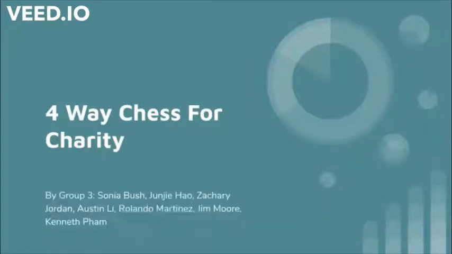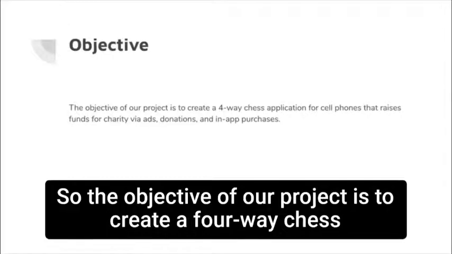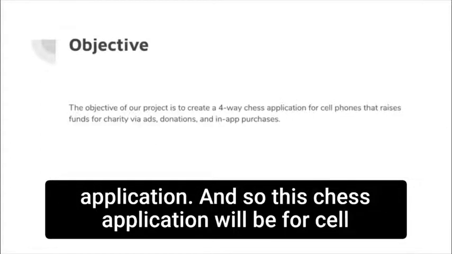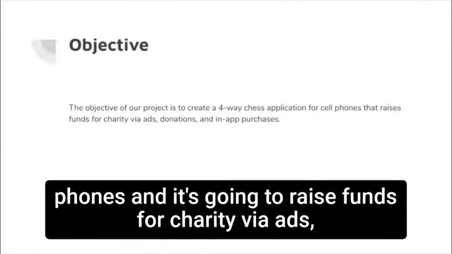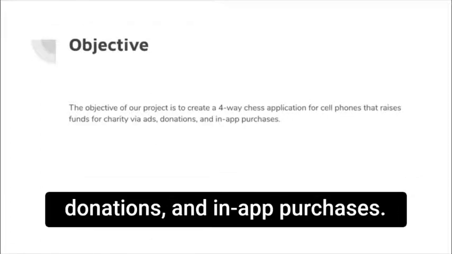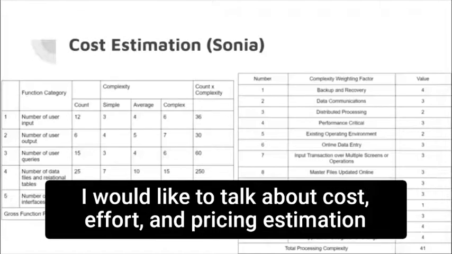We are group 3. The objective of our project is to create a four-way chess application. This chess application will be for cell phones, and it's going to raise funds for charity via ads, donations, and in-app purchases. I would like to talk about cost, effort, and pricing estimation.